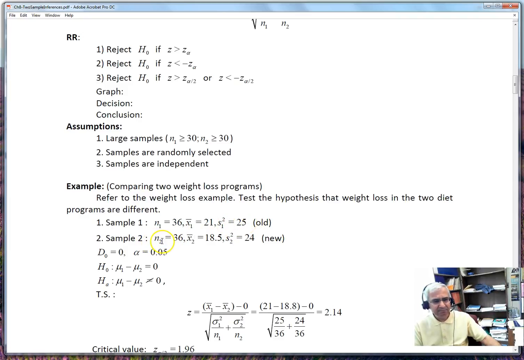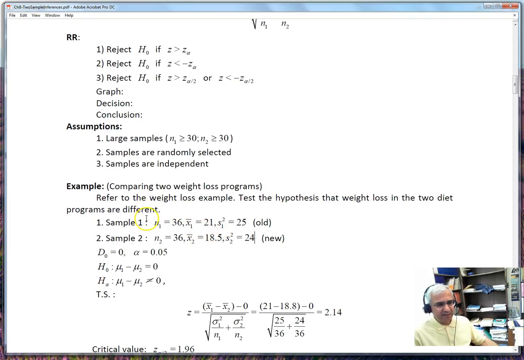And my second new program, which I think is probably better or maybe not, I run the program, I collect data, and I have 36 measurements. The weight loss here is less than the first one, so it's 18.5, and the sample variance is 24. D0 is 0 now, and I want alpha to be 5%. Now, can I say that the two programs are different?